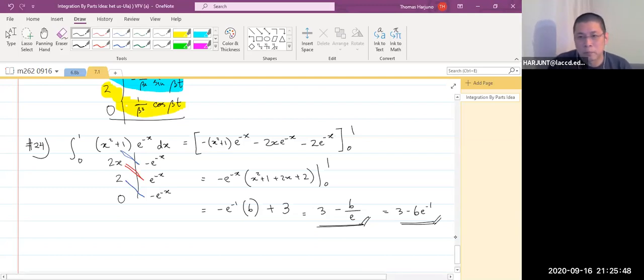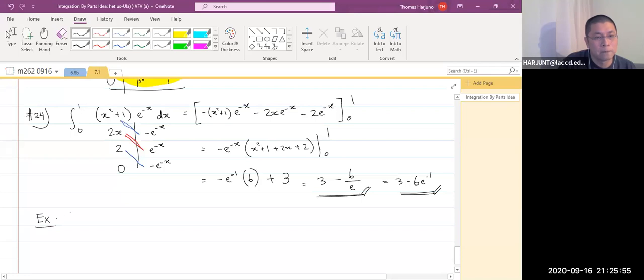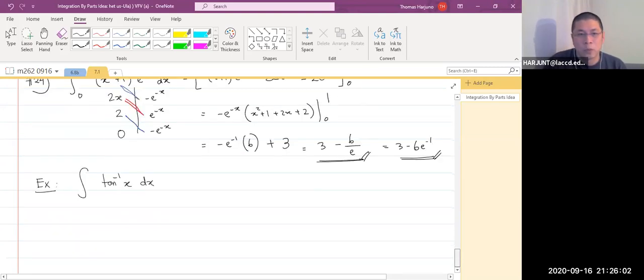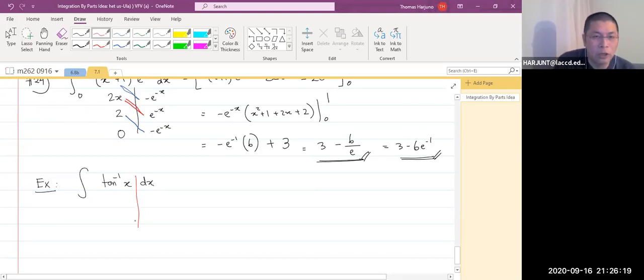Thomas, what if I try to do the same problem on the tangent inverse in your example? Integral of tangent inverse x dx. You still can do this. The problem is when you take the derivative of the tangent inverse, it will never go down to 0. I'm not saying that it's the weakness of integration by parts by the tabular method. It's that you need to know how to modify the work.